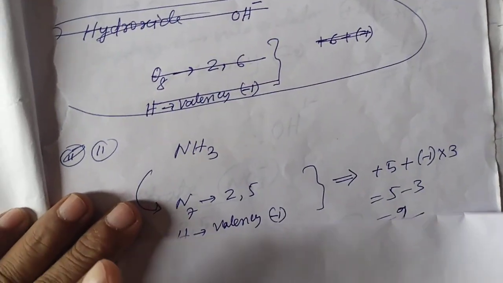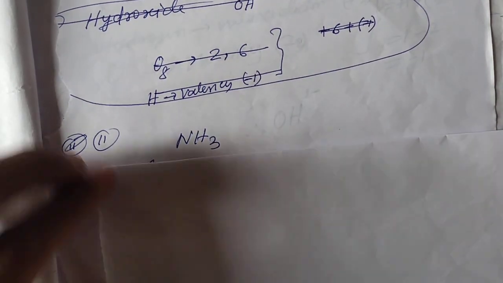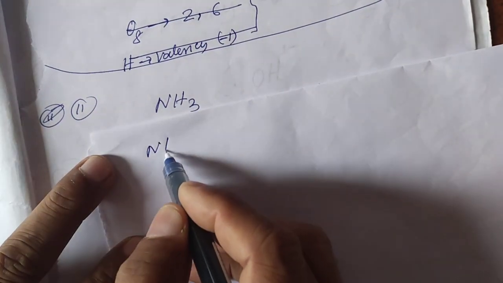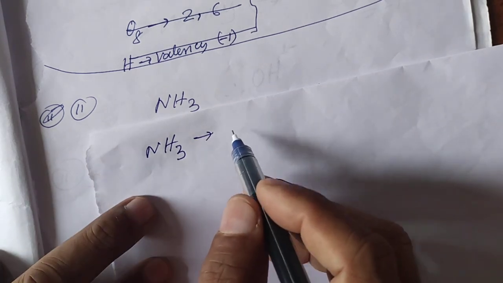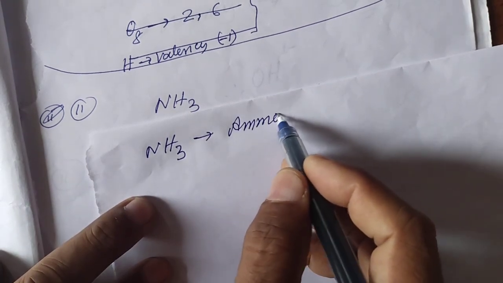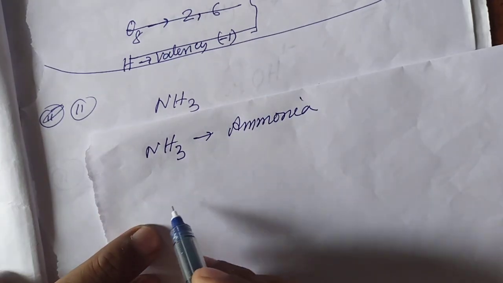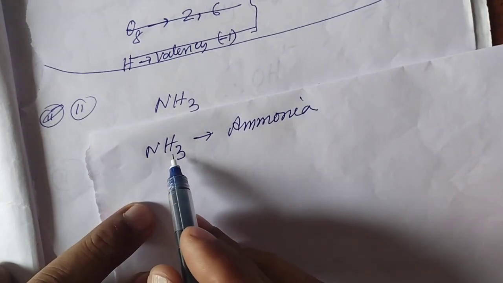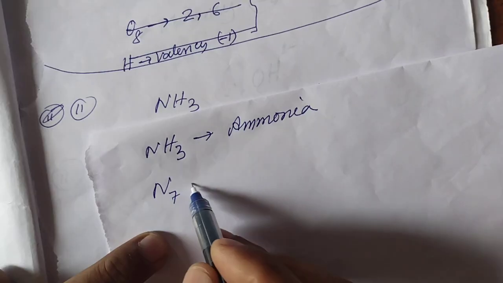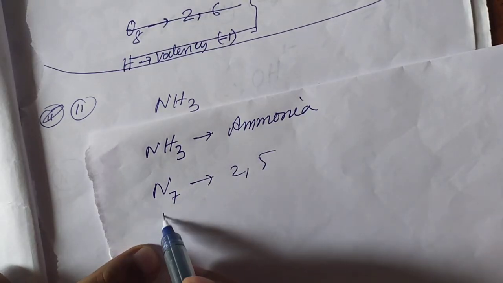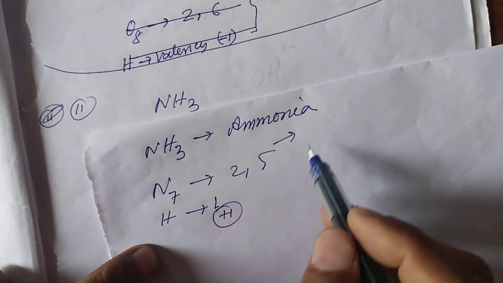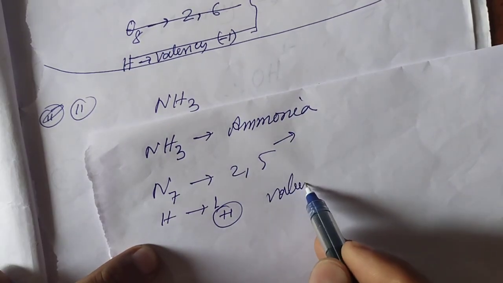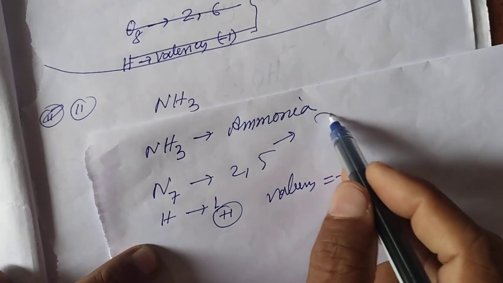Then another I am taking, NH3. NH3 I have discussed already, then I'll discuss again. When it is NH3, it is ammonia. NH4 is ammonium. This is called ammonia. See, here again oxygen is not there, so hydrogen will have negative valency. Nitrogen 7, 2 and 5. Hydrogen has only 1, so it will borrow 1 electron. So here the valence electron is 5, and this valency will be -1. Hydrogen valency will be -1 because in this case it is borrowing an electron.